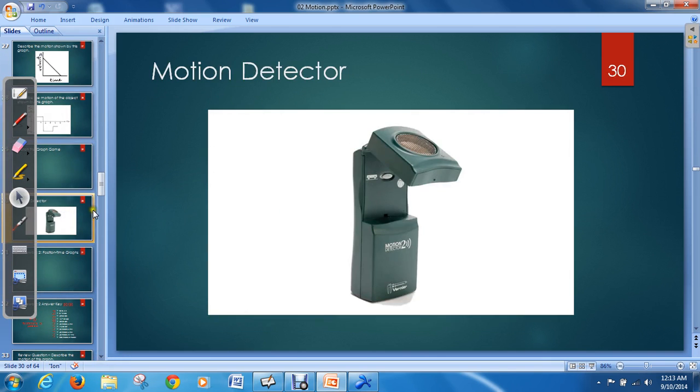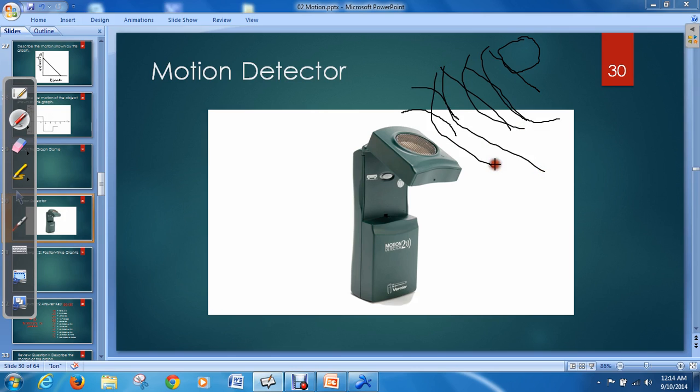Then the last thing we talked about was motion detection. These little devices here are motion detectors. Let's say there's an object over here and the detector wants to know how far away it is. This speaker will emit sound waves towards the object. When that object is hit by those sound waves, the sound waves go back towards the motion detector.